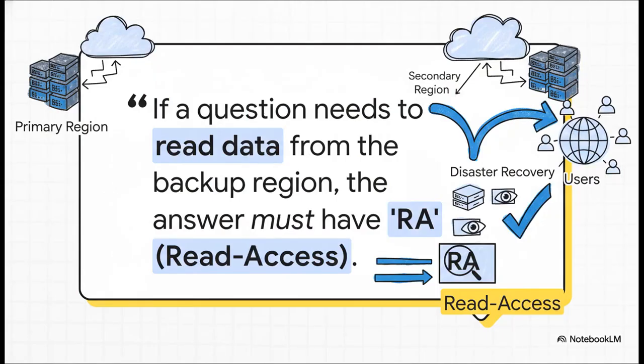And that brings us to probably the biggest exam tip in this entire video. If you see a question that talks about disaster recovery and also mentions needing to read data from that secondary region, maybe for better performance for users over there, the answer absolutely must have RA for read access in the name. It is the single biggest clue they can possibly give you.